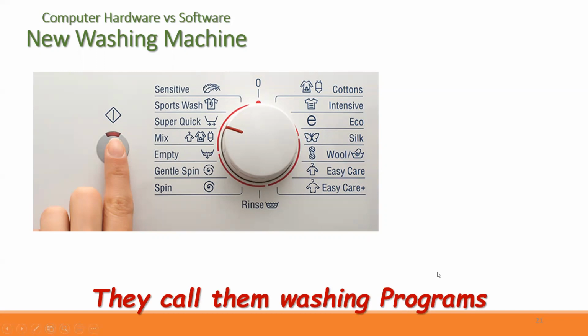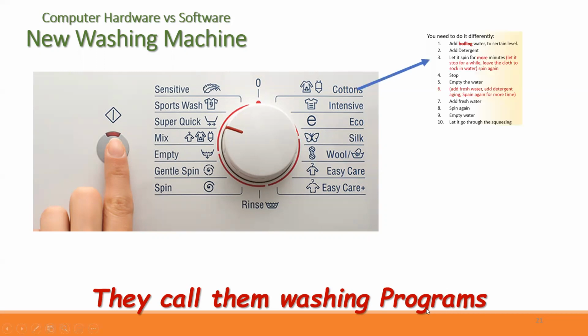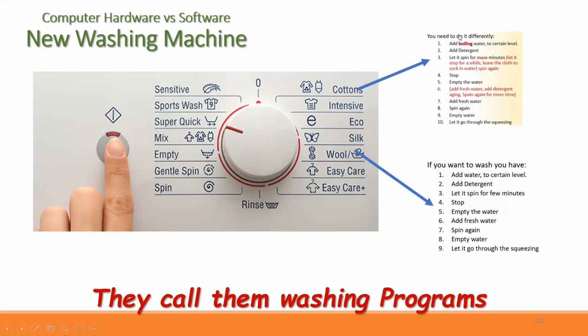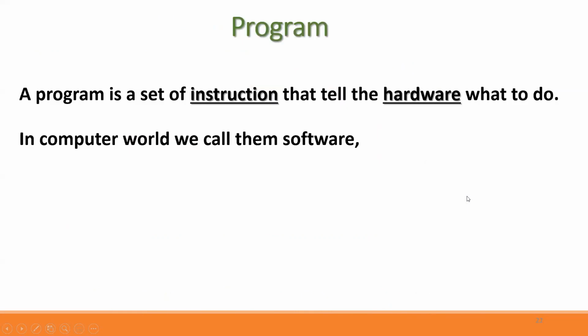And if you look at the advertisement of a washing machine, they will tell you we have multiple washing programs that suit your life. What does a program mean? It's the set of instructions that the machine has to do. So technically, a program is a set of instructions that the hardware will do.